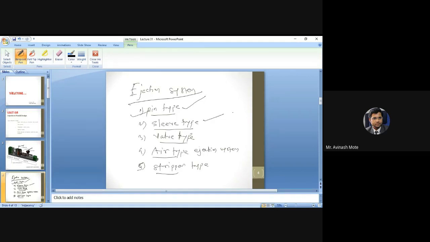This stripper type sleeve I have shown to you. This kind of sleeve type system is used basically when the product is a hollow product. When the product is a hollow product, then this sleeve type system is used. Wall type when there is a large product, ear type for large and deep products, and stripper type when there is a very deep product.